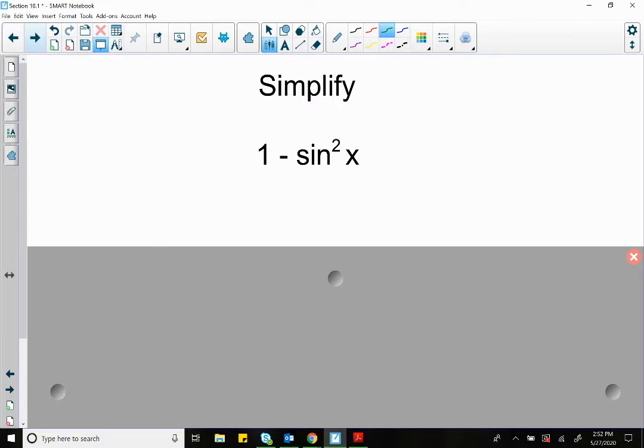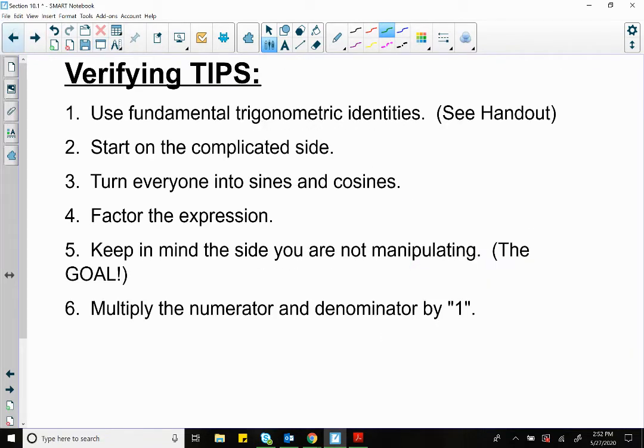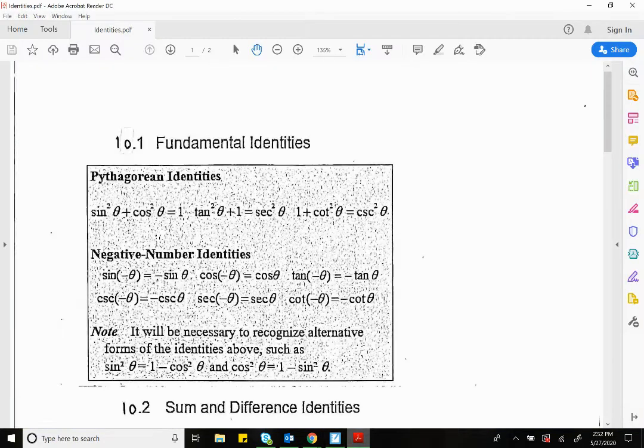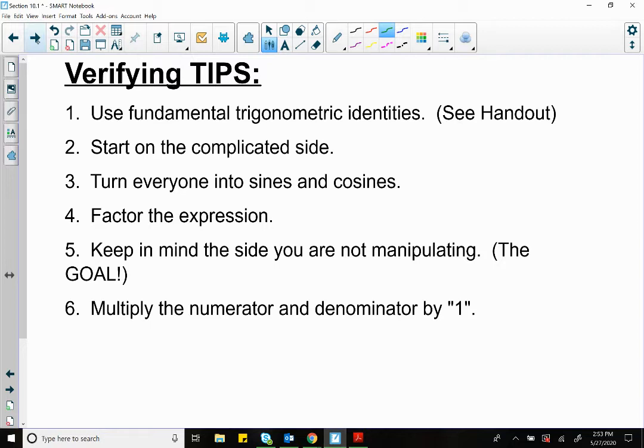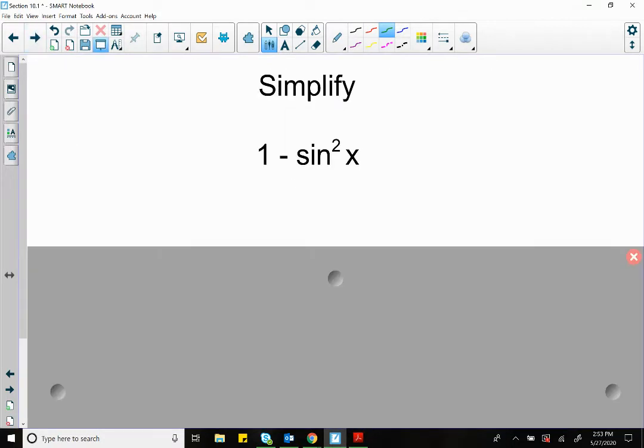So how can we simplify this? Well, we already have it in terms of sine, so there's no point in going back and turning everything into sines and cosines. There aren't two sides, so we don't have to worry about starting on the complicated side, or about keeping the side we're not manipulating. It's just simplify whatever we have. So, factoring, this can factor, but that's not what they want. They want you to simplify.